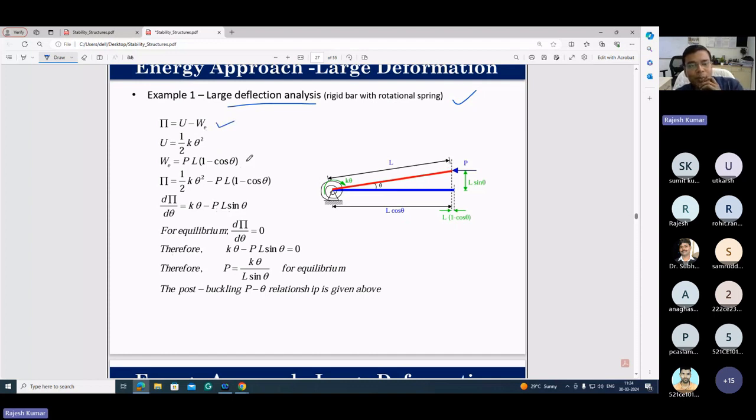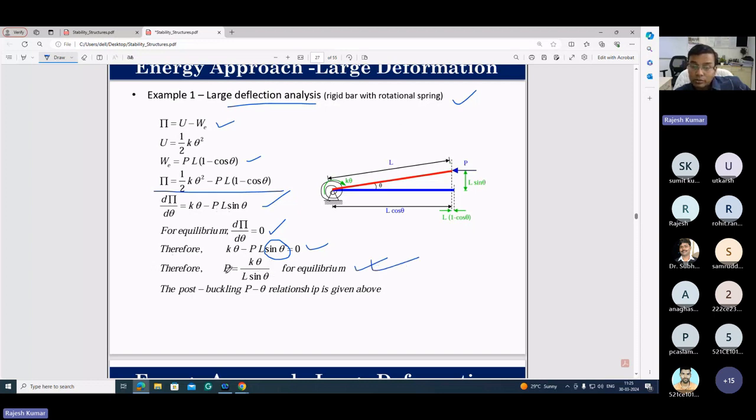Work done is equal to PL(1 minus cos theta). You know already: the potential energy, you find it, differentiate, then you will get this. For equilibrium, this will be equal to 0. Therefore, K theta is equal to minus PL sin theta. But I cannot write sin theta is equal to theta, isn't it? So P is equal to K theta divided by L sin theta for equilibrium.